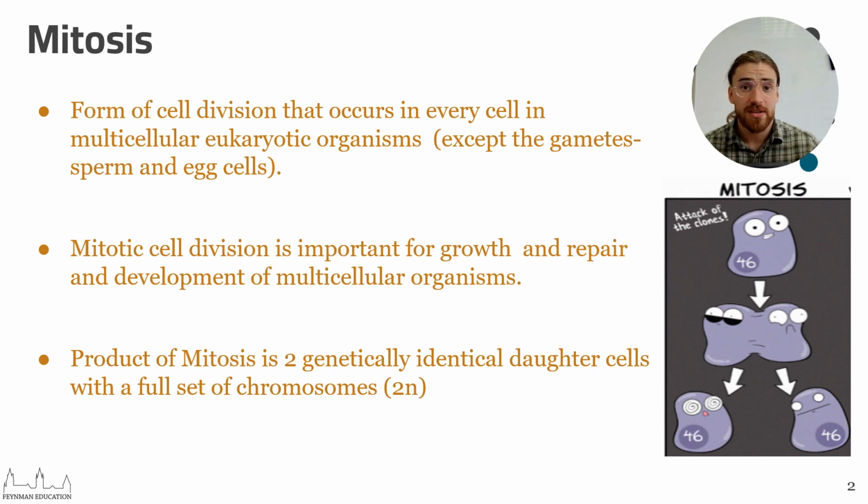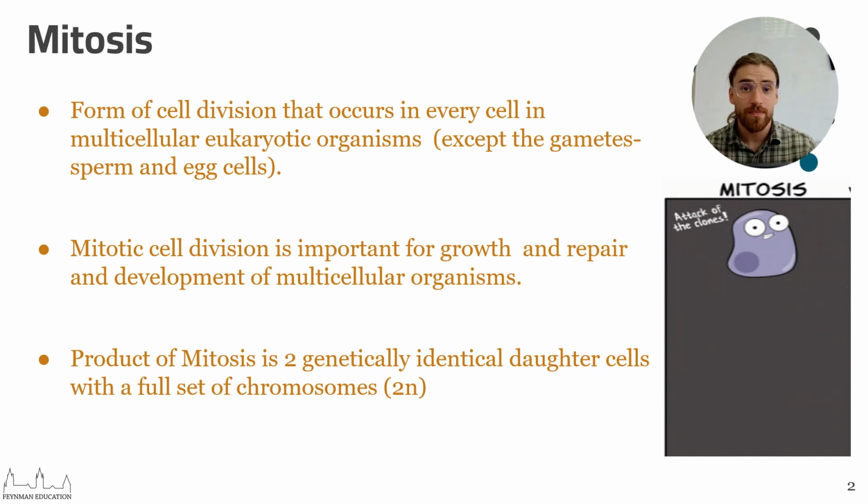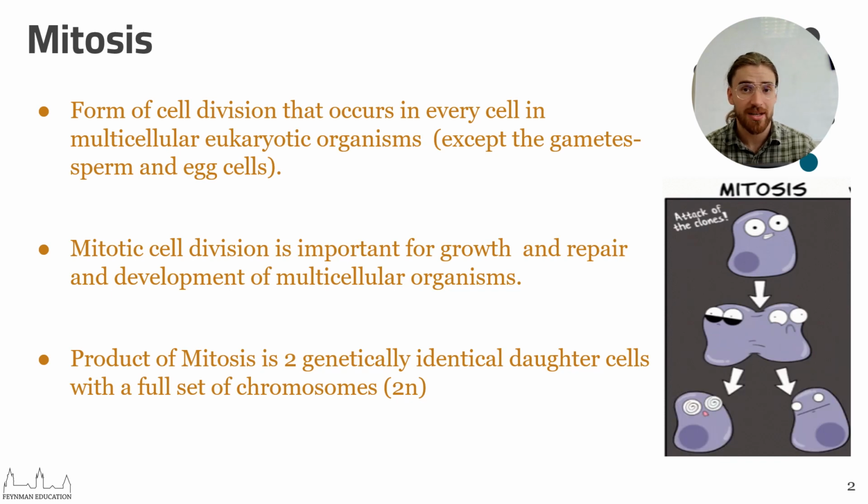Now, what's the purpose of this? It is to help the organism grow, to help them repair themselves, and to just generally develop. So, as we said, the product of mitosis is going to be two genetically identical daughter cells containing a full set of chromosomes. We represent that as 2n.